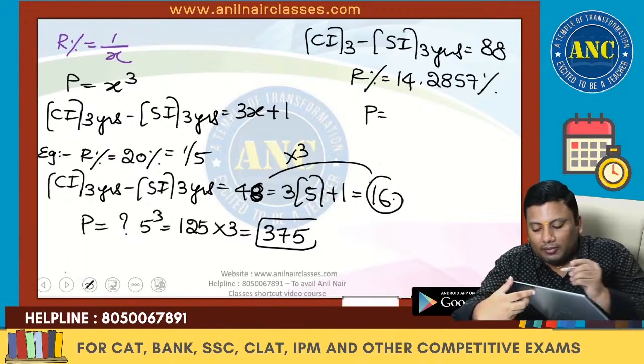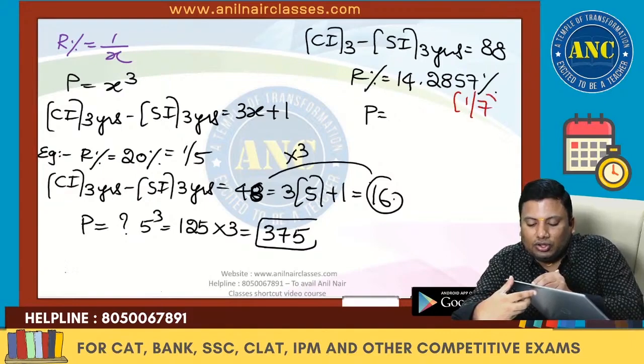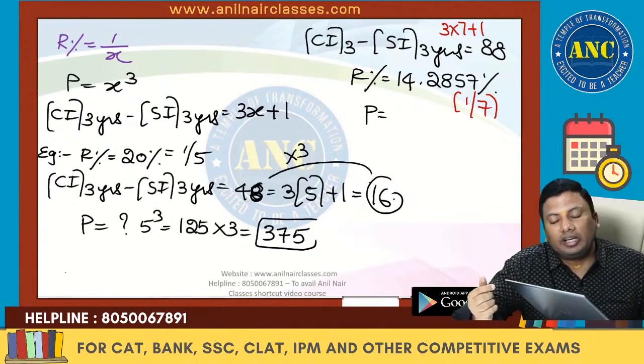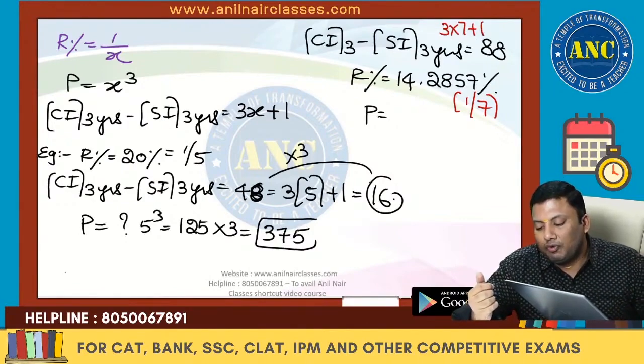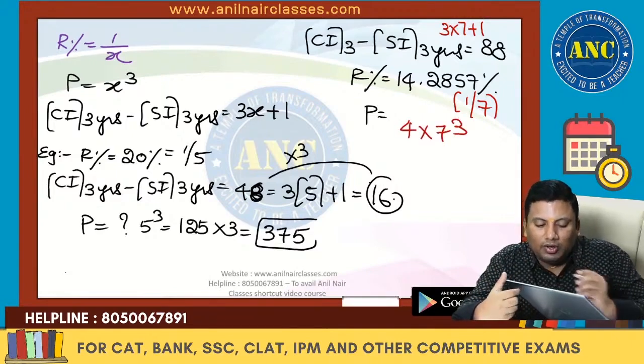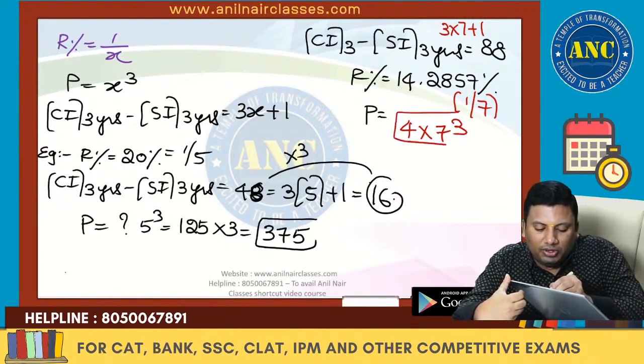14.2857 is nothing but 1 by 7. So this will be 3 into 7 plus 1, 22. 22 became 88, 4 times. So it is nothing but 4 into 7 cube. I hope the idea is clear.